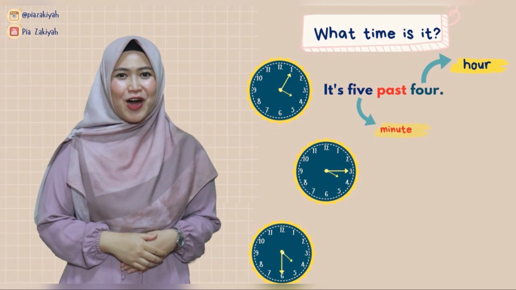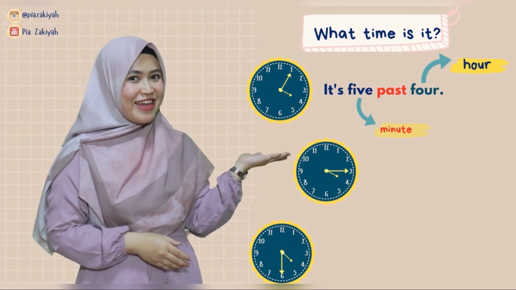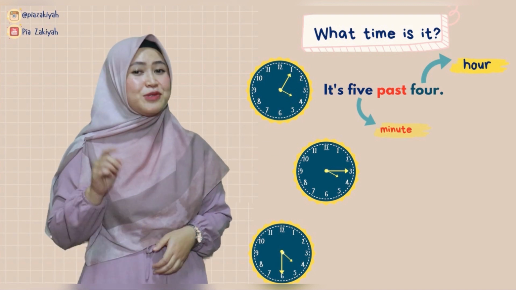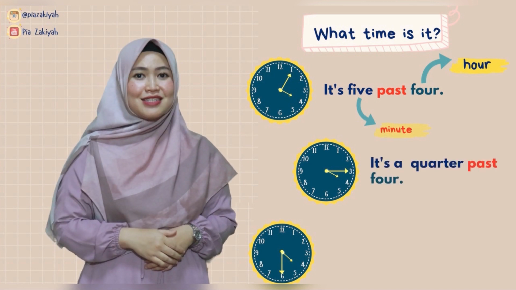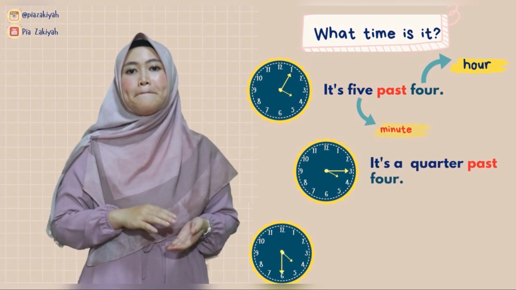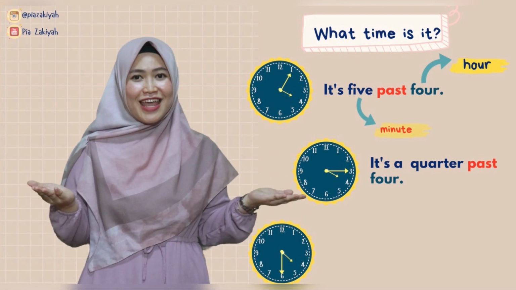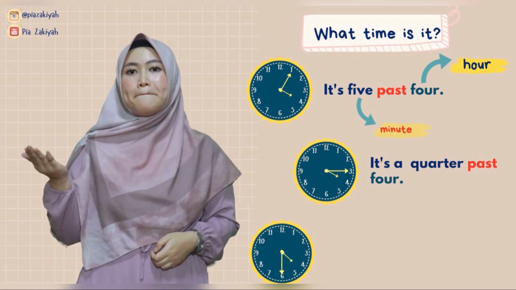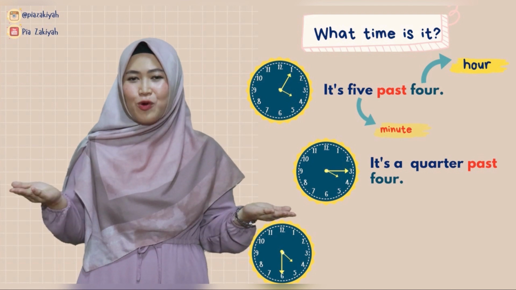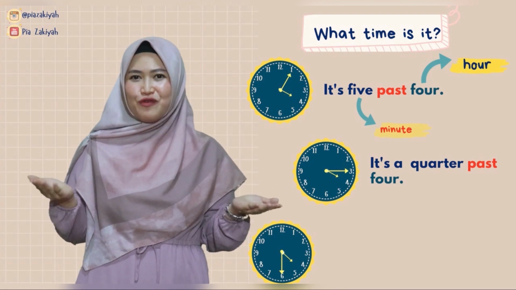Okay, the next clock. As we can see here, the long hand is pointing to number 3. It means that it is 15 minutes past 4. So, what time is it? We can say it's a quarter past 4. Why is it a quarter? A quarter means 15 minutes.